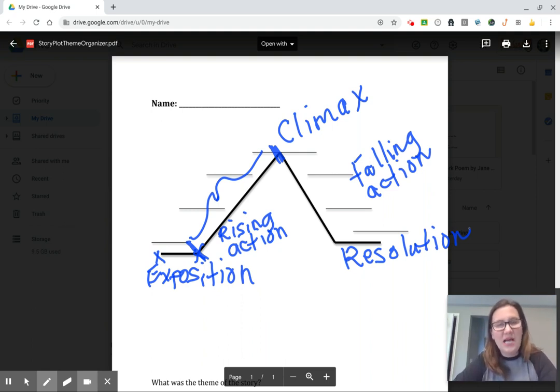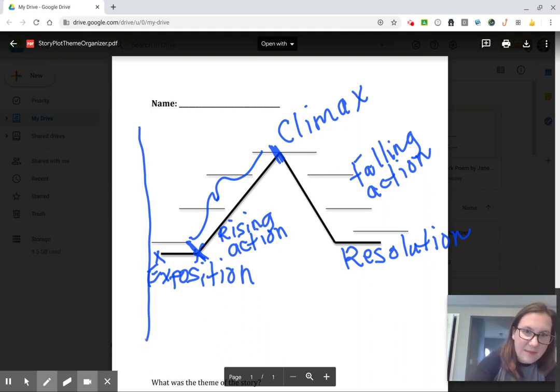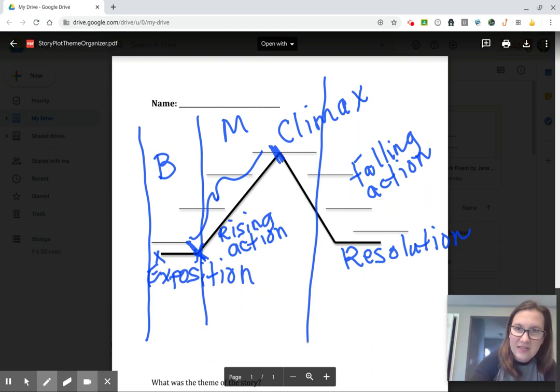In second grade, you talked a lot about beginning, middle, and end. And if I were to put that on our chart, I would say that this is our beginning. This is our middle. And this is our end, if that helps you kind of visualize where we are at in a story.